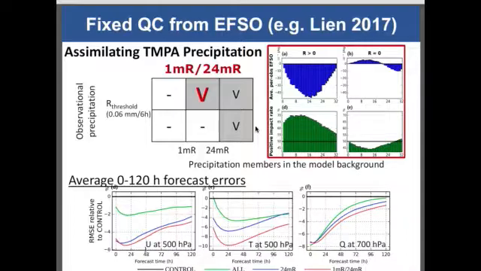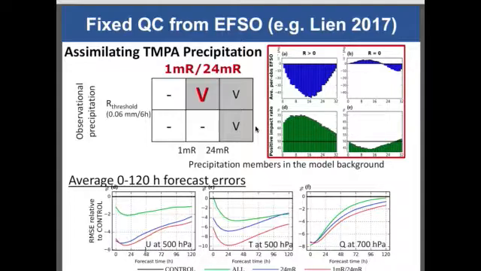And it took him like a year before he did it without EFSO, but when he got EFSO, immediately he saw that he could still improve it by just getting the quality control from EFSO for a large number of cases.